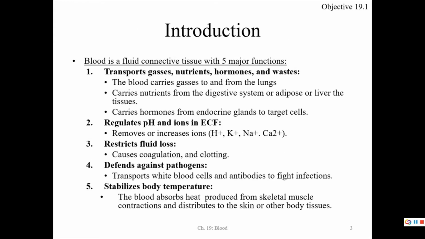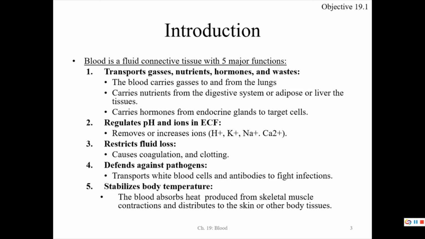Now, as we get started, let's talk very basically about what blood is. This chapter deals with blood. What are the 5 functions of blood? Blood is a fluid connective tissue with 5 major functions: transporting materials, regulating pH and ions in the ECF, restricting fluid loss, defending against pathogens, and stabilizing body temperature.